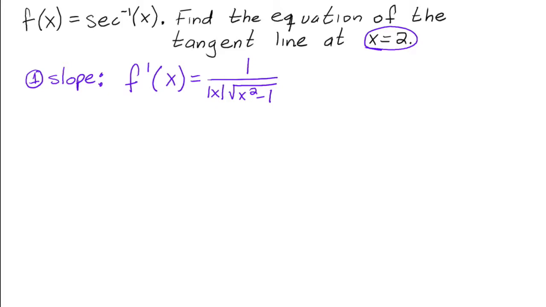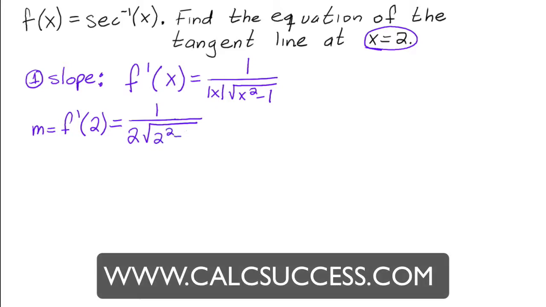Then the slope, m, is equal to f prime at 2. So this is 1 over the absolute value of 2, which is just 2, and then square root of 2 squared minus 1. So this is 1 over 2 square root of 3, since 2 squared minus 1 is 3. Okay, so that's the slope.